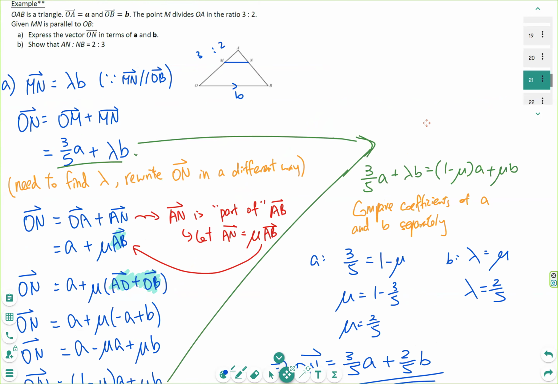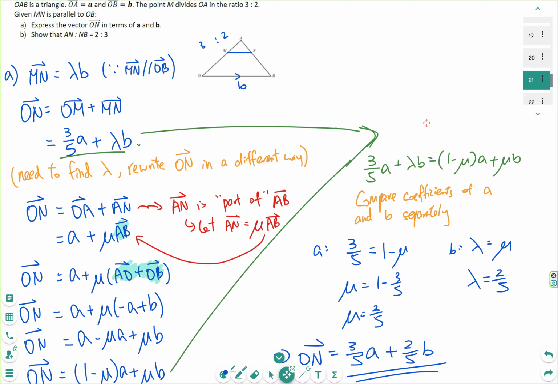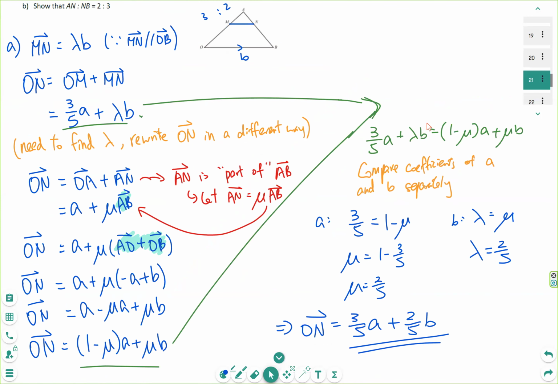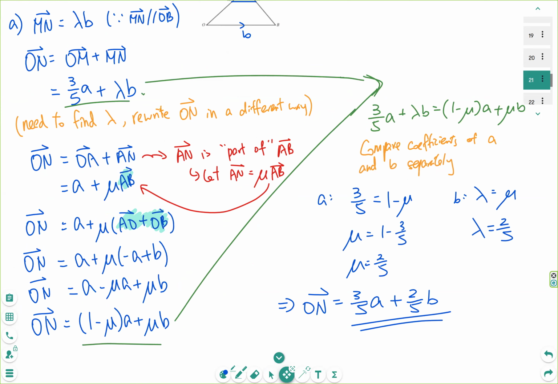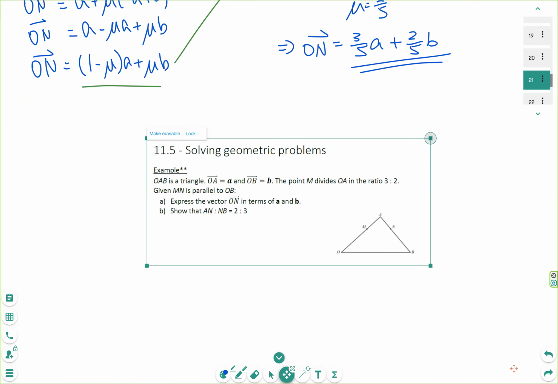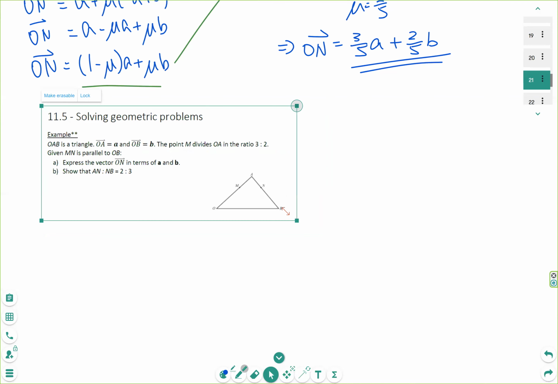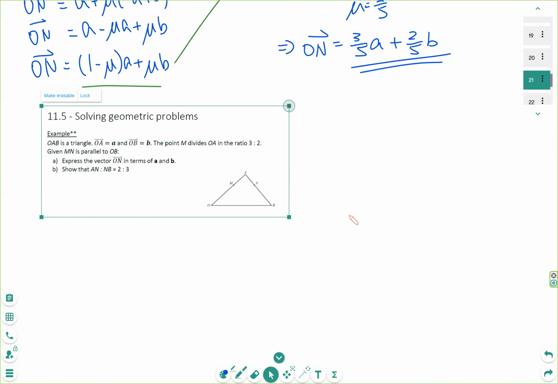Right. Part B, show that AN to NB is 2 to 3. We have actually done a lot of work in part A already. So let me copy this diagram question. And can I drag it down there? Come on. I know you don't want to move it, but you have to move it. Right. So AN to NB.